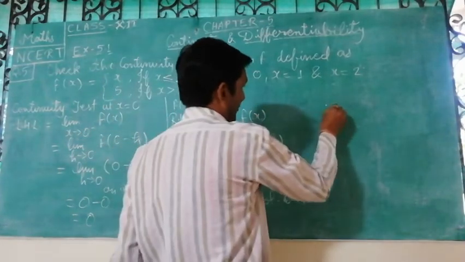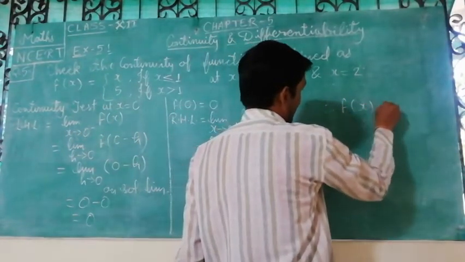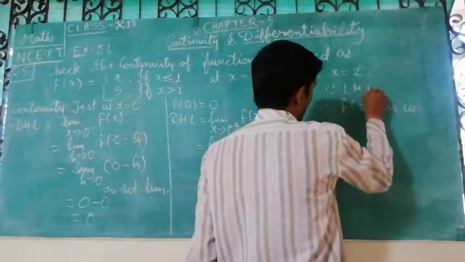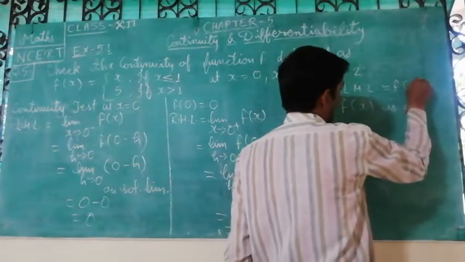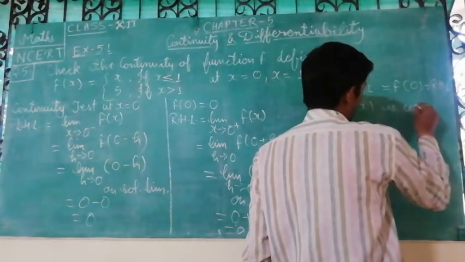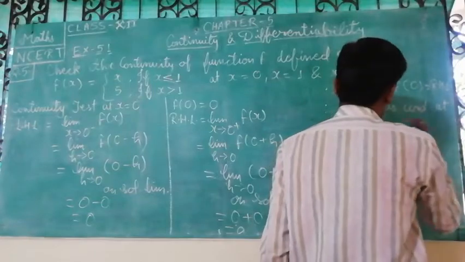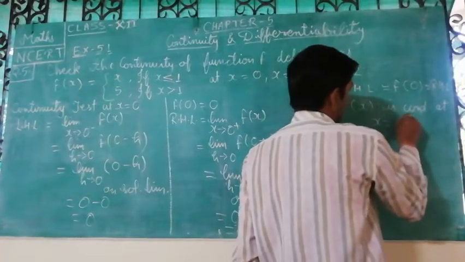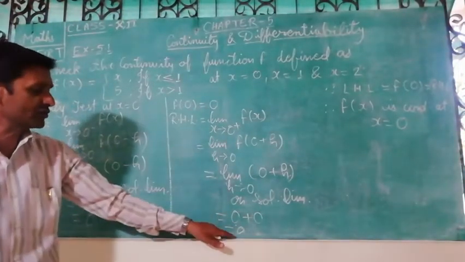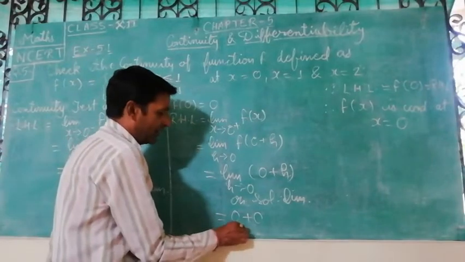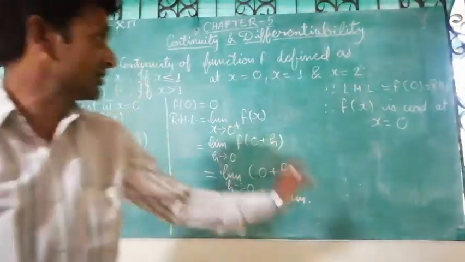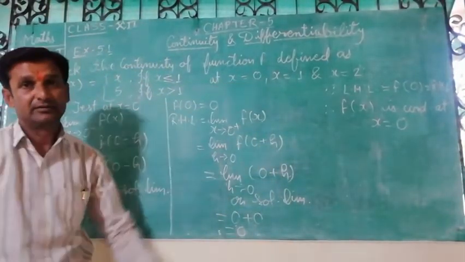So therefore f of x is continuous, because LHL is equal to f of 0 is equal to RHL. This LHL is 0, f of 0 is also 0, and RHL is also 0. So all three values are 0 only. Therefore f of x is continuous at x is equal to 0. This first part is over.